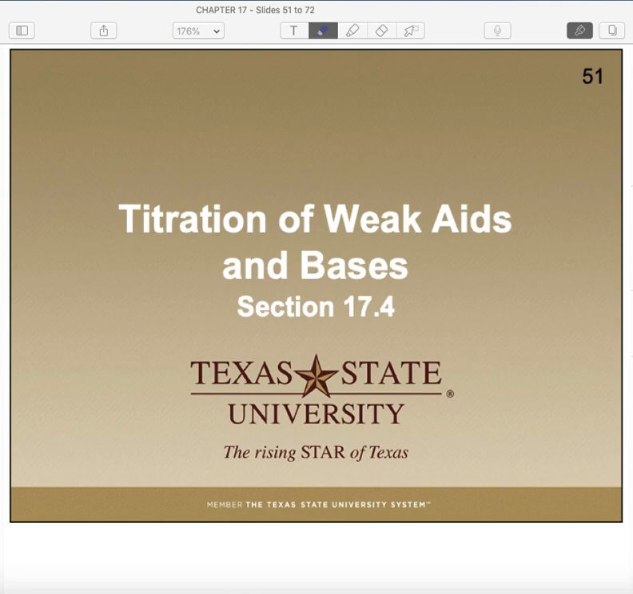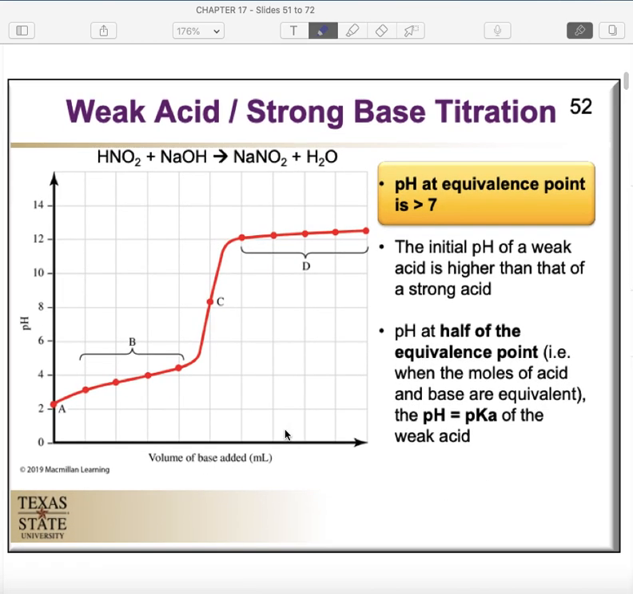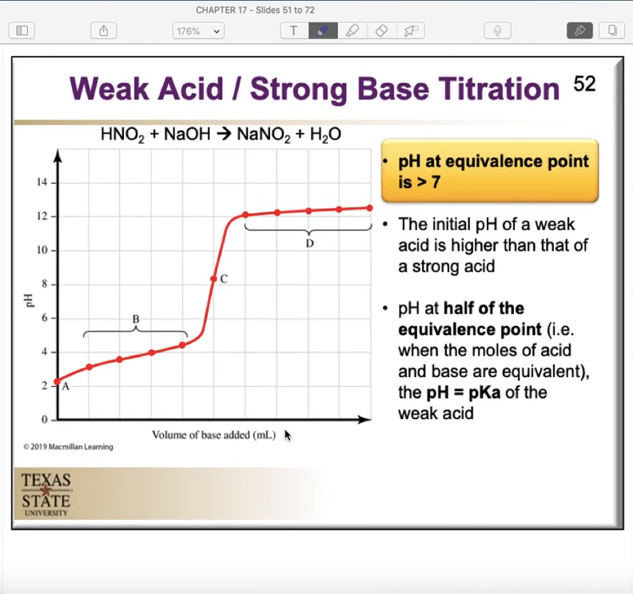All right, so to begin with, here is the view of a weak acid strong base titration. What that means is that we're starting with a beaker that is full of a weak acid, let's say HNO2. And to that beaker, we're going to be adding through a burette our titrant, which is going to be a strong base, sodium hydroxide in this case.